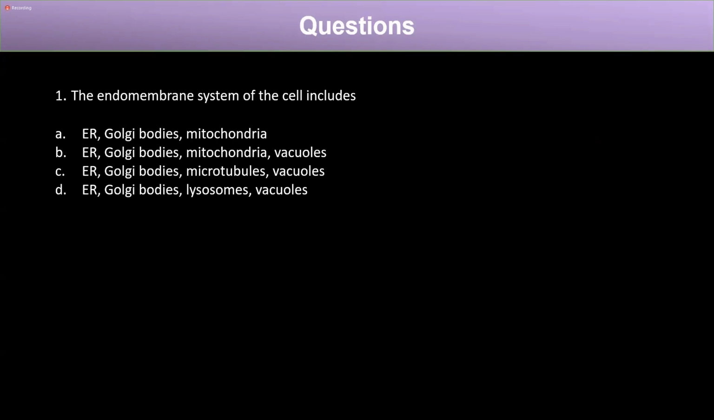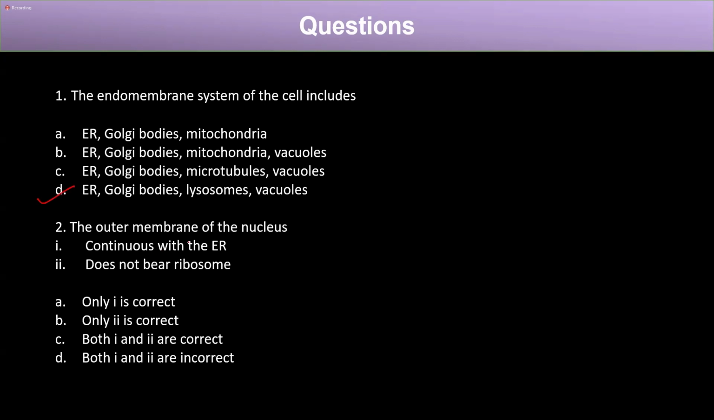Now let's solve a few questions before moving forward. The first question is, the endomembrane system of a cell includes, so we have already studied that the endomembrane system comprises 4 organelles, that is ER, Golgi bodies, lysosomes, and vacuoles. So D is the correct answer.